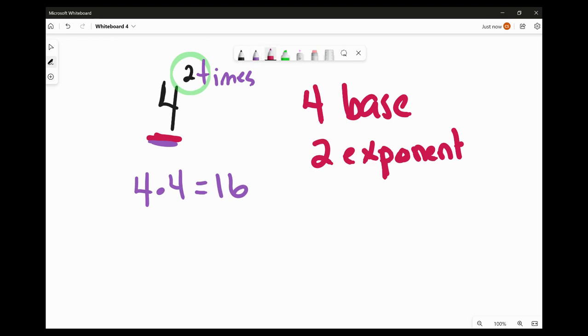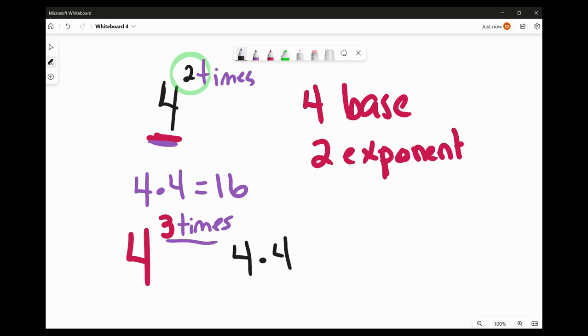Now you may have something that looks like this, 4 to the third power. That means I'm multiplying the 4. Still, my base is 4, and I'm multiplying it 3 times. So it would look like this, 4 times 4 times 4. 4 times 4 is 16, times 4 is 64. So that's what we're doing with exponents. We're always going to be looking at what the base is and what the exponent is and work from there.